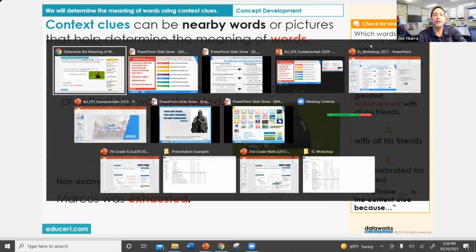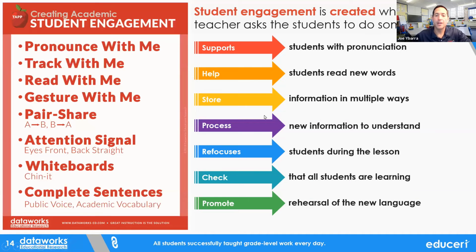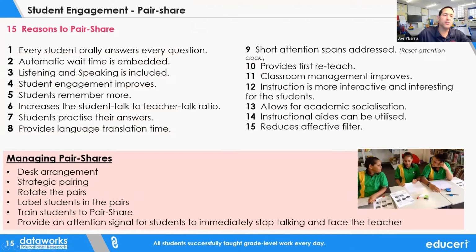Okay? Pair share processes new information to understand. Very valuable engagement norm. And the 15 reasons to pair share, student engagement pair share. Number 1, read this with me even though you are on mute. And even if you're, I know this sounds silly, but try to read this out loud. It's a multiple pathway to your brain. Okay, ready? 1, 2, 3. Every student orally answers every question.